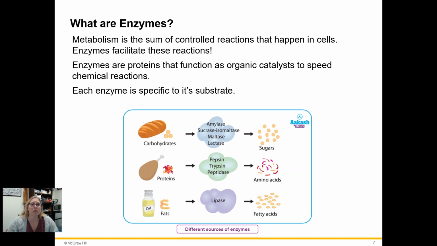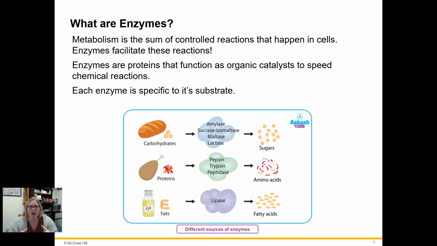Okay? What's really cool about enzymes is they're not used and wasted. Again, your cells are the best recyclers out there. Instead, each enzyme is going to do its job and then be cycled again to do its job the next time it encounters that particular substrate. Enzymes are specific to their substrates.